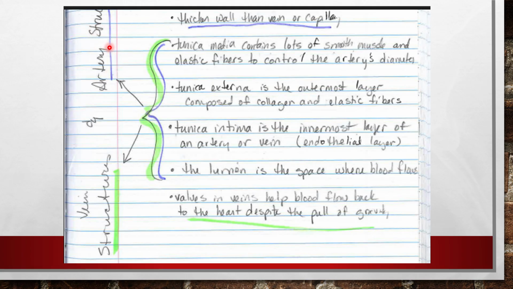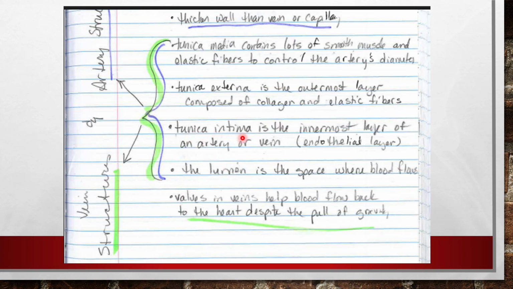Artery structures are different from veins in that they have a thicker wall than the vein or capillary. So I highlighted and underlined this in blue because that pertains only to artery structures. Both arteries and veins have a tunica media, and it contains lots of smooth muscle and elastic fibers to control the artery's diameter, or vein. A tunica externa, this is the outermost layer. It is composed of collagen and elastic fibers.